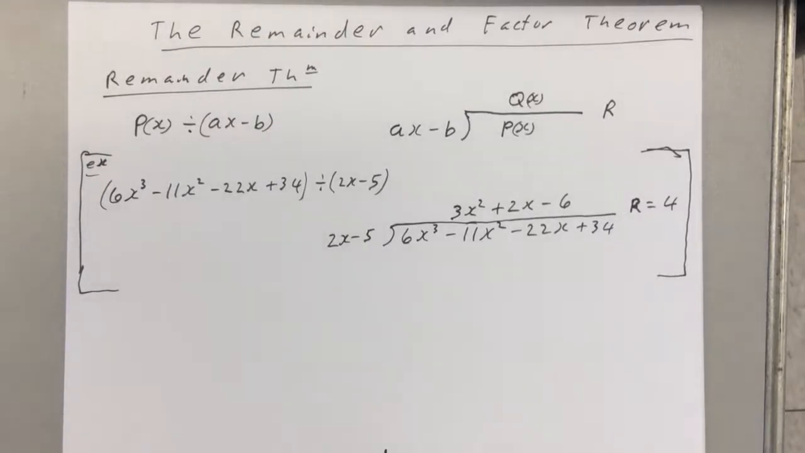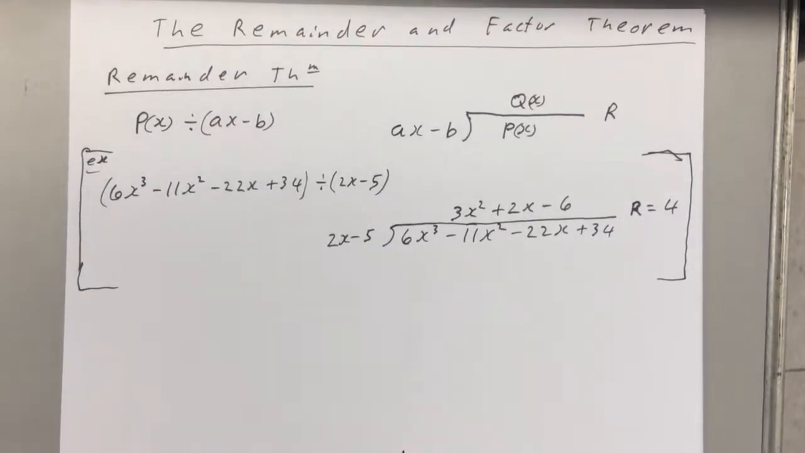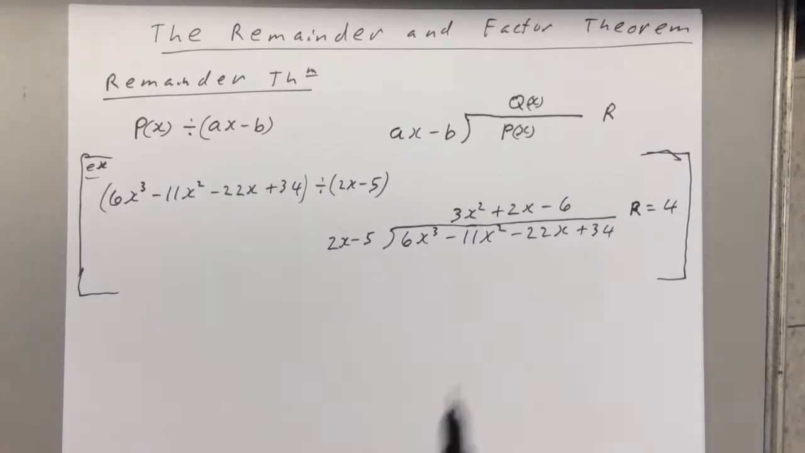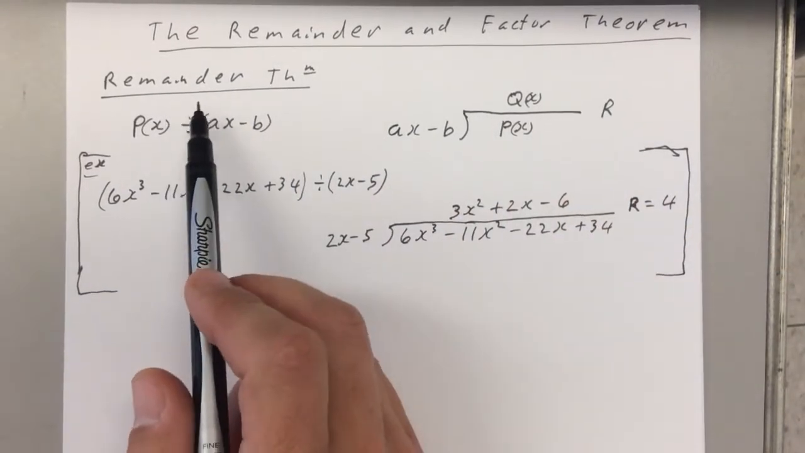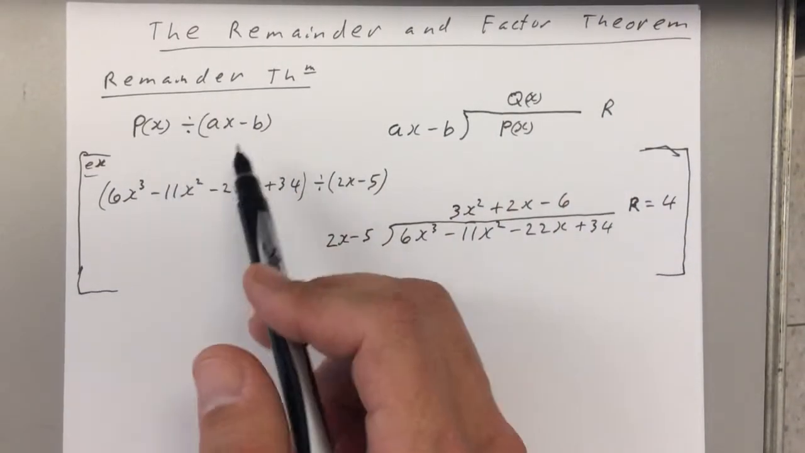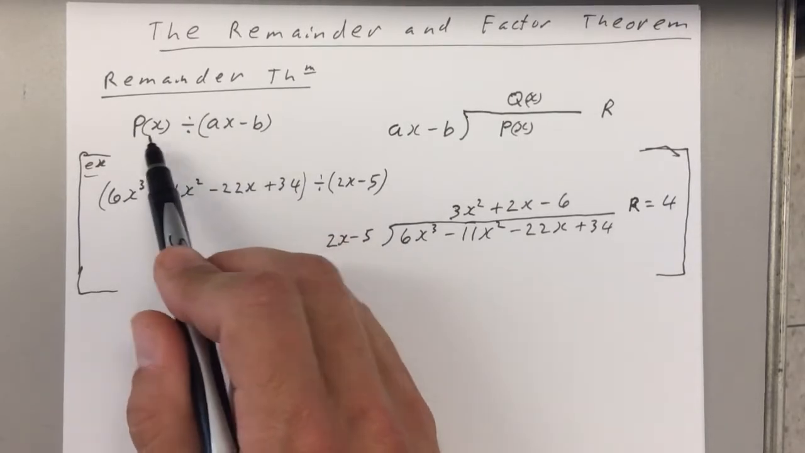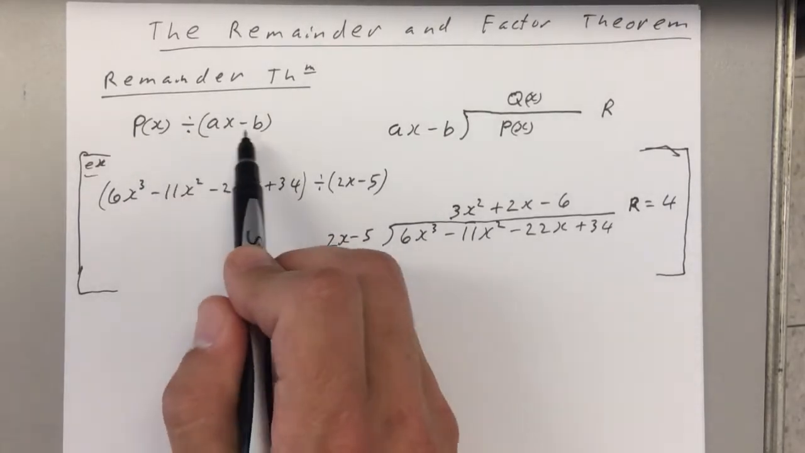Alright, in this video we're going to look at the remainder and factor theorem. This is going to help us factor polynomials. So first we need to look at the remainder theorem, and it's what we get when we divide some polynomial by ax minus b.